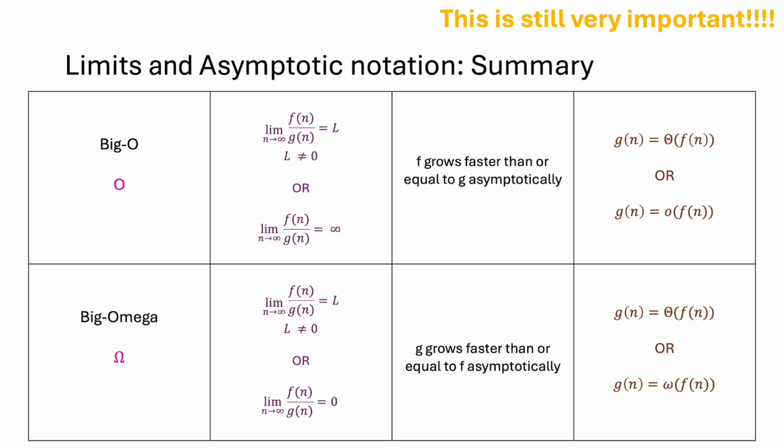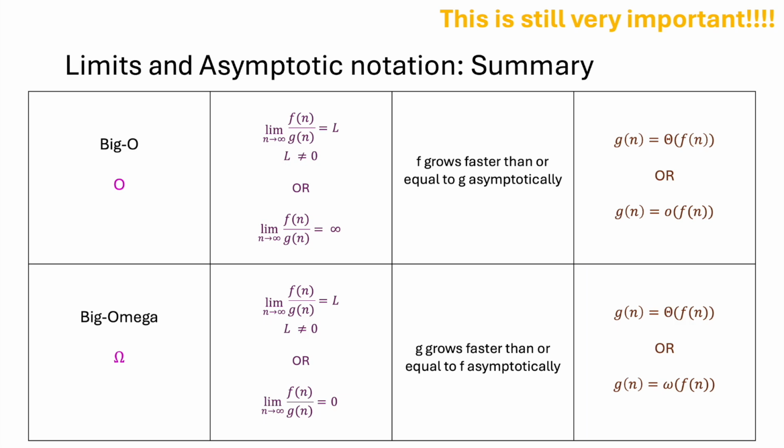To summarize the asymptotic notation, if we have g of n equals big O of f of n, this means that the limit of f of n over g of n can approach some constant that is not 0 or infinity. In other words, g of n can equal small o of f of n, or g of n can equal theta of f of n. Same with big omega. If we have g of n equals big omega of f of n, this means that the limit of f of n over g of n can approach any constant including 0. In other words, g of n can equal small omega of f of n, or g of n can equal theta of f of n.